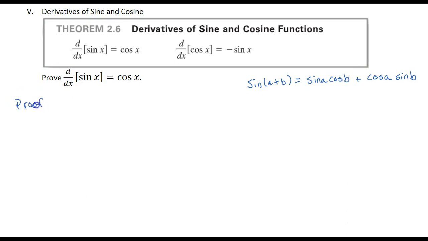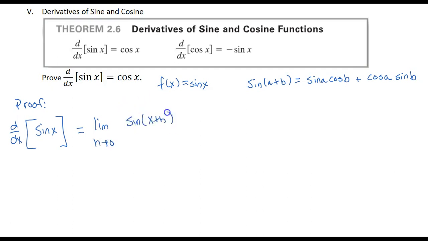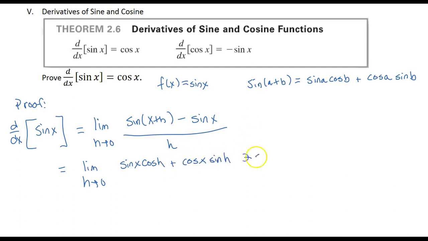So to prove this, we're going to let f of x be equal to sine of x. So the derivative with respect to x of sine of x is going to be the limit as h approaches 0 of f of x plus h, which in this case is sine of x plus h, subtracting sine of x, all divided by h. Here's where the identity comes in. Sine of x plus h is going to be sine of x cosine of h plus cosine of x sine of h, minus sine of x, all divided by h.